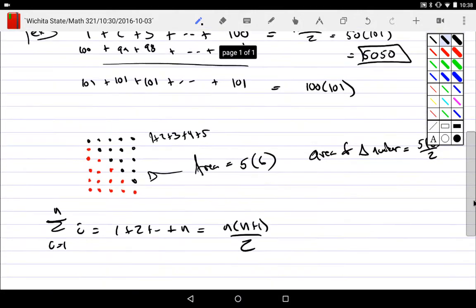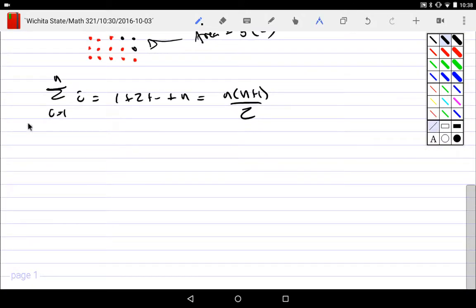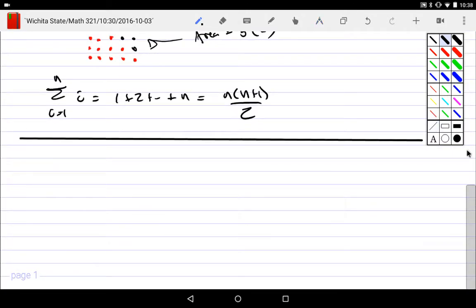It's kind of interesting, history of math there. All right. How could we do other things? For example, this is one that we need to know. Since calc is a prereq for this course, you should start to recognize these, right? What would be the sum from i equals 1 to n of i squared, which is 1 squared plus 2 squared plus 3 squared plus 4 squared plus everything up to n squared?